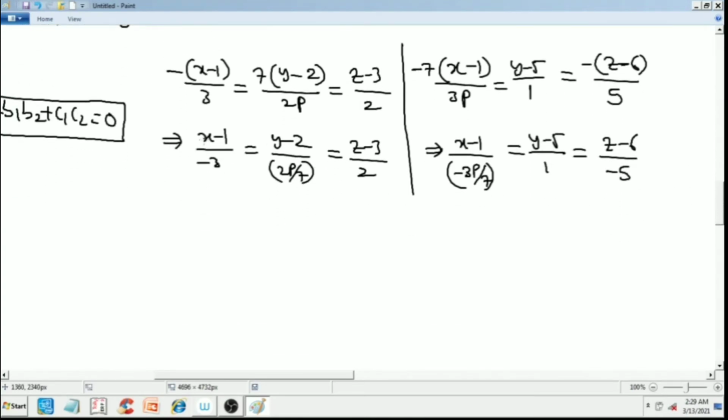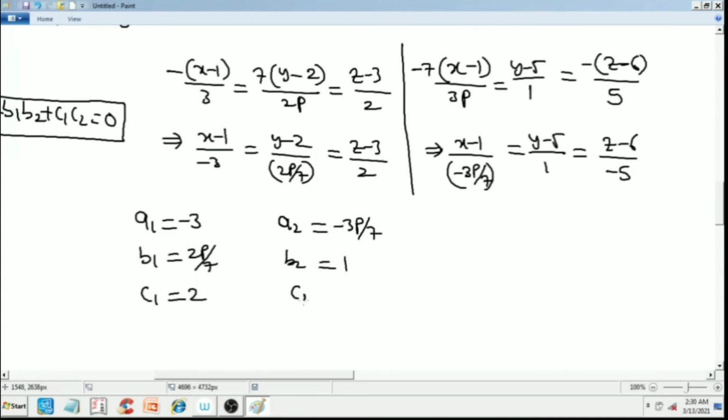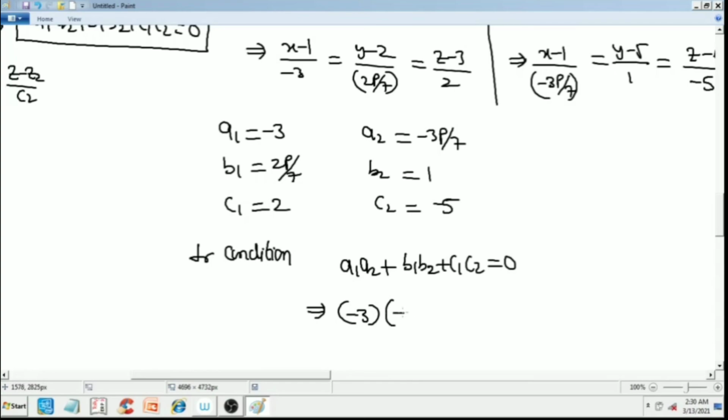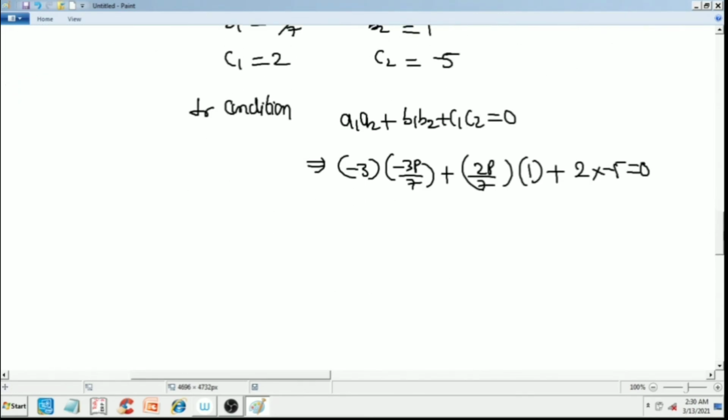So we have here the form (x − x1)/a1. So we have a1 is equal to −3, b1 is equal to 2p/7, c1 is equal to 2. Similarly, a2 is equal to −3p/7, b2 is equal to 1, c2 is equal to −5. The perpendicular condition: a1a2 + b1b2 + c1c2 equals 0. So a1 into a2: −3 into −3p/7, plus b1 is 2p/7 into b2 is 1, plus c1 is 2 into −5, equals 0.